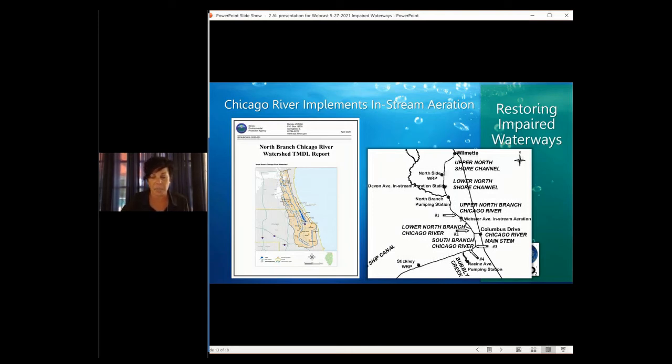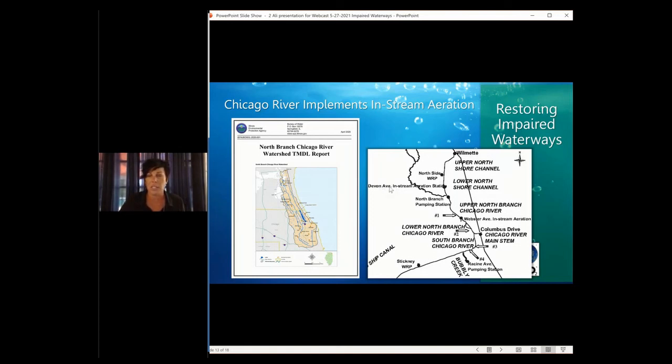And I've got just a copy of the front page shown here. It's a pretty hefty document, and you can find that. All this is public, and it's hosted by the EPA in the state of Illinois for this particular one. And then next to it is a map.